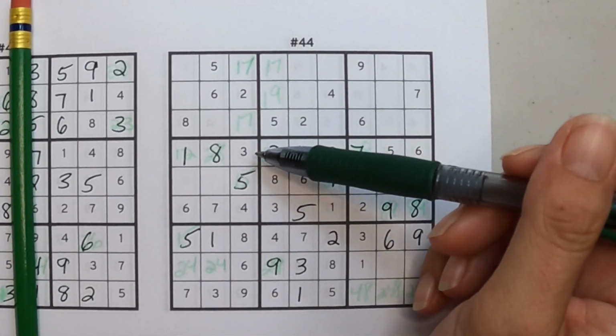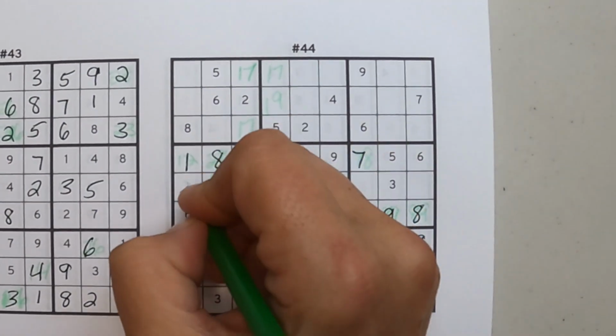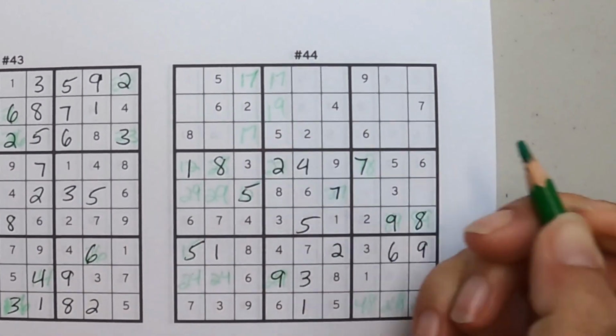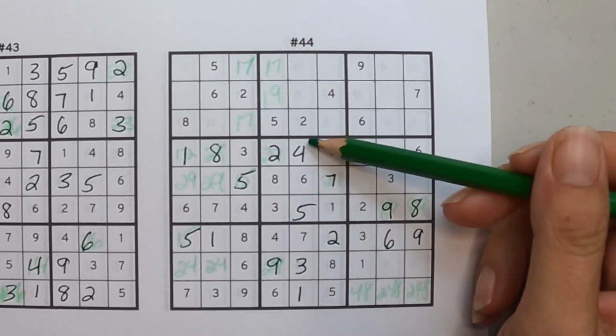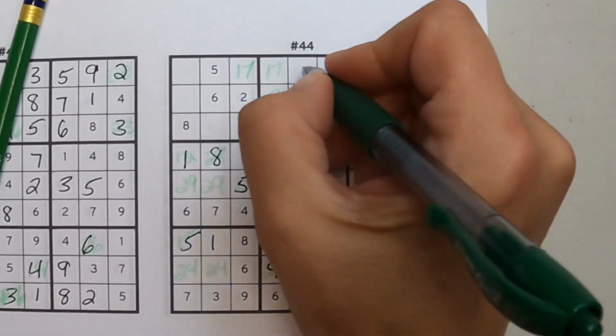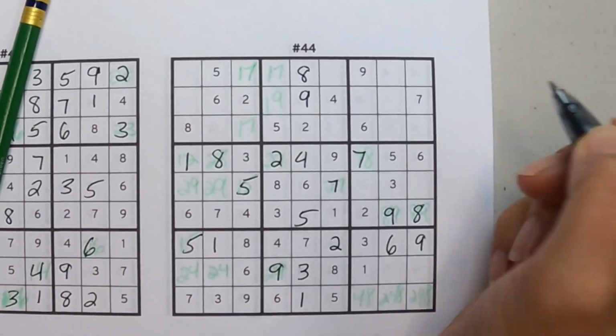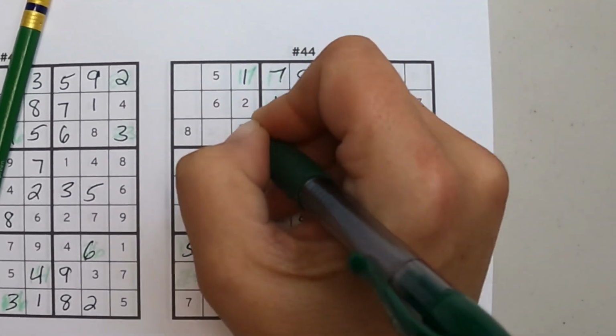For this box now, we're missing 2 and 9, and I don't see any help. So 2, 9. For this column, we're missing 8 and 9. We've got a 9 here, so 8, 9. That 9 makes this our 1, 7.